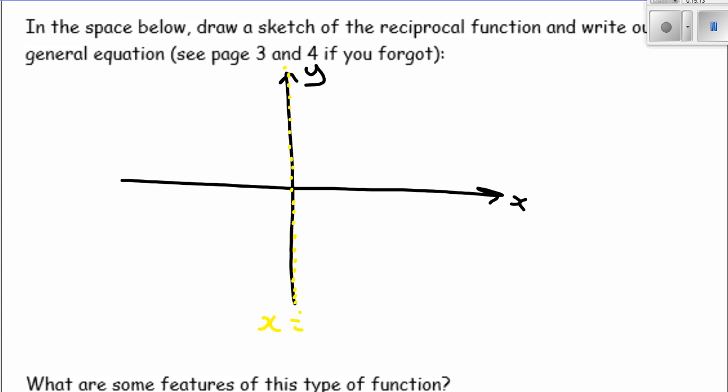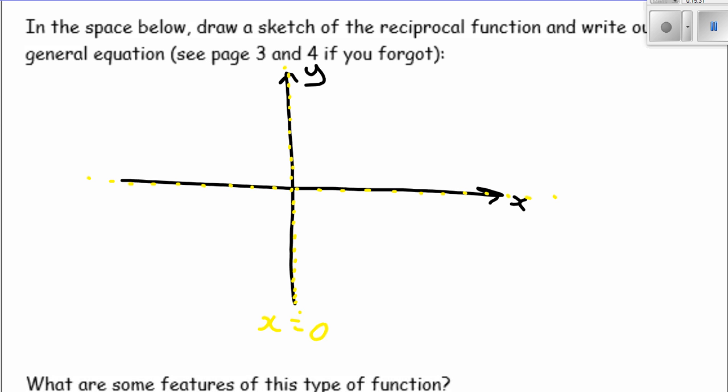Technically this one's kind of going through the y-axis as well. But what they mean is, if it's a vertical line, it's always x equals something, because it cuts the x-axis if it's a vertical line.